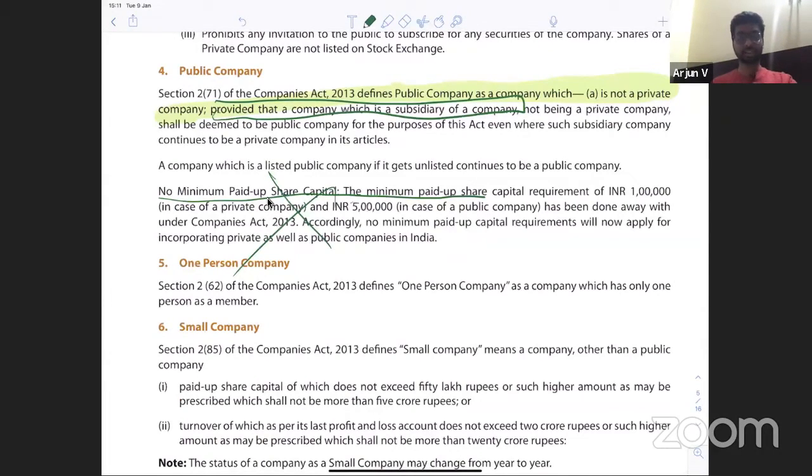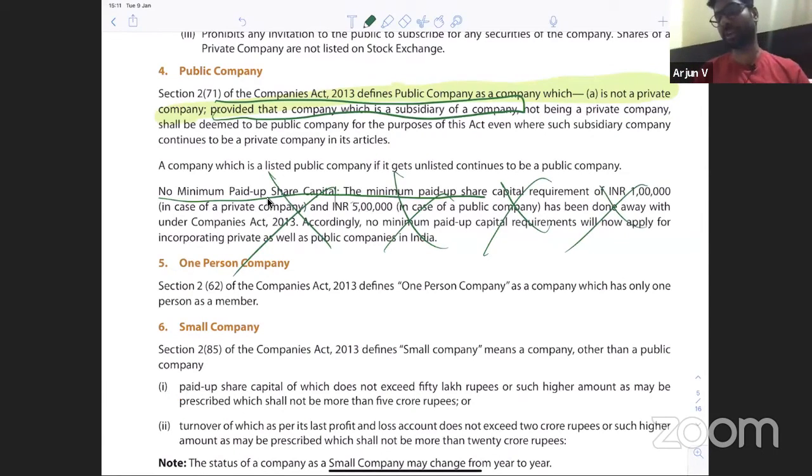Guys, this is an old one, so please remember this. Now there is no minimum paid up capital as per the Companies Act. So you can start a company without even any money. Earlier there used to be a restriction; currently there is no restriction. So you can start a company without having any capital. There is no longer a capital requirement. Are you all clear till now?